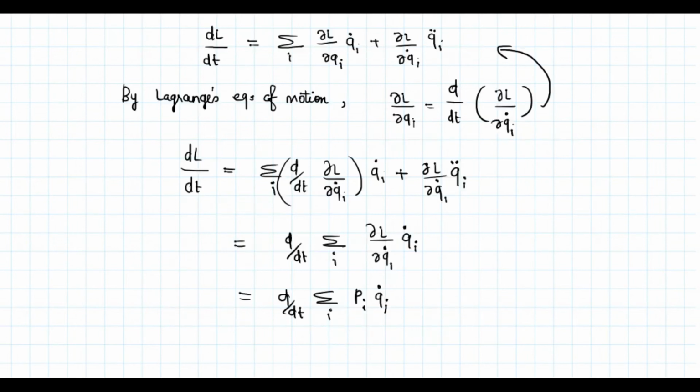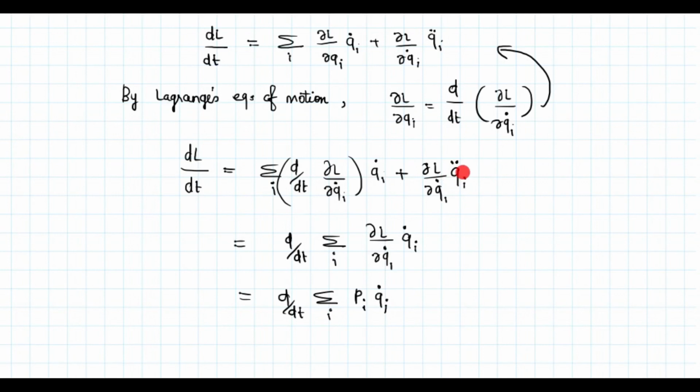Here also you can apply the Lagrange equation of motion, which is ∂L/∂qi equal to d/dt of ∂L/∂qi dot. So instead of ∂L/∂qi, put this expression, d/dt of ∂L/∂qi dot. So finally you have dL/dt is equal to summation over i d/dt of ∂L/∂qi dot into qi dot plus ∂L/∂qi dot into qi double dot.